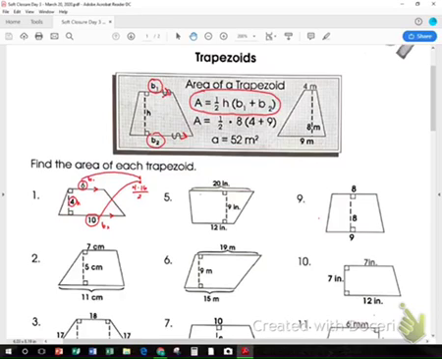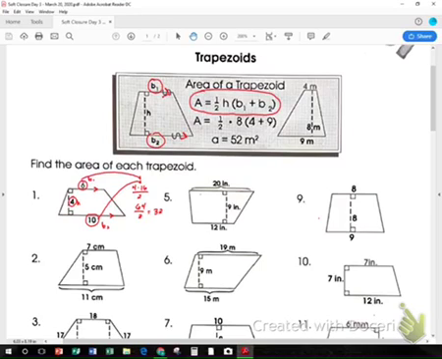Okay, 4 times 16. What is 4 times 16, man? I even have to use a calculator on this one. That's 64. So we have 64 divided by 2. 64 divided by 2 is 32.